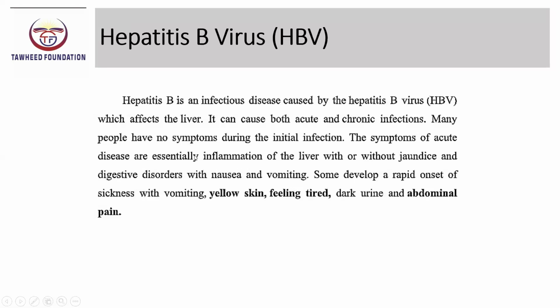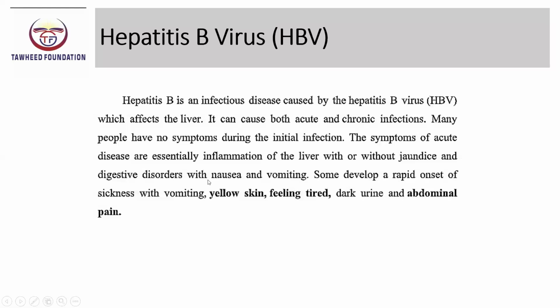Hepatitis B virus. Hepatitis B virus is a partially double-stranded DNA virus belonging to the Hepadnaviridae family. It is enveloped, spherical, and has a unique replication cycle involving reverse transcription. It is an infectious disease caused by the hepatitis B virus, which mainly affects the liver. It can cause both acute and chronic infection.